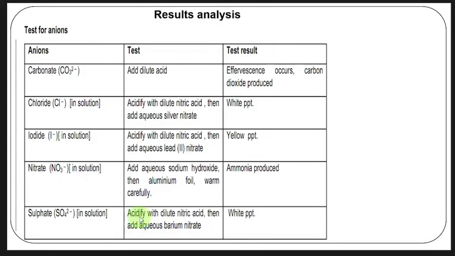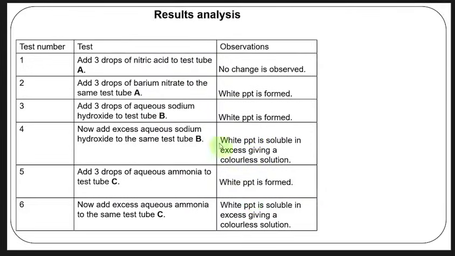Then we'll go to this one where it says acidify with dilute nitric acid. Yes, we added some nitric acid. Then add aqueous barium nitrate. Yes, we also used aqueous barium. Then they're saying you see a white precipitate. Yes, we also saw a white precipitate here. When we added the 3 drops of nitric acid to test tube A, we didn't see any change. To the same test tube A, we added the 3 drops of barium nitrate, and what we saw was a white precipitate.